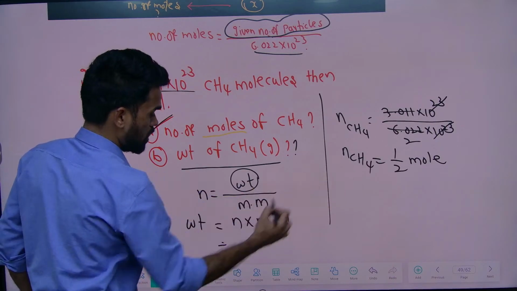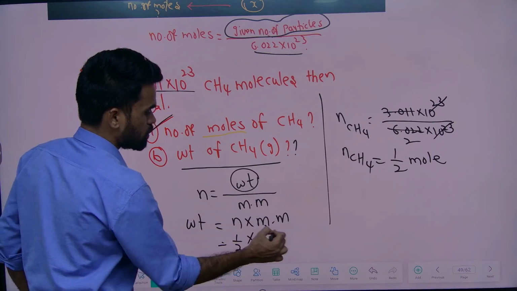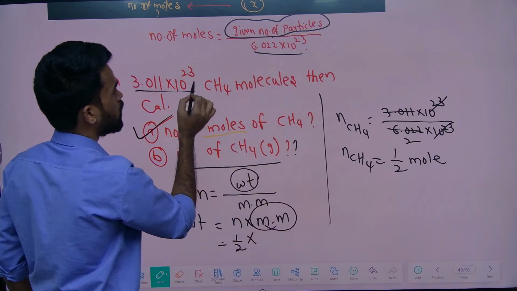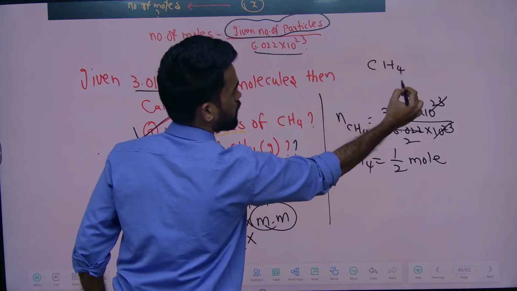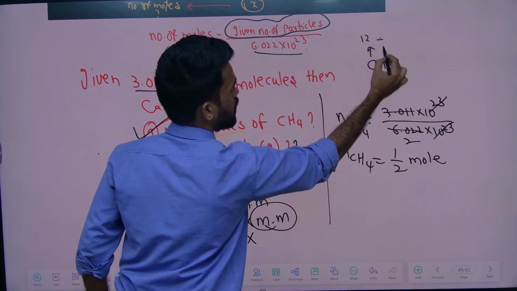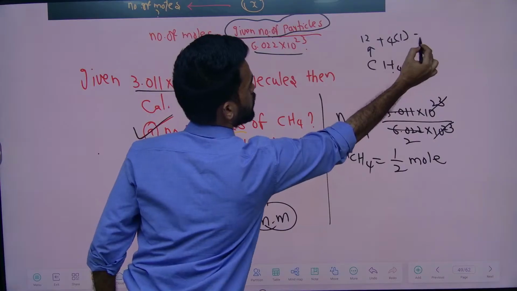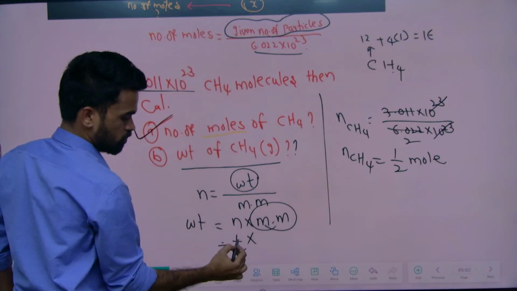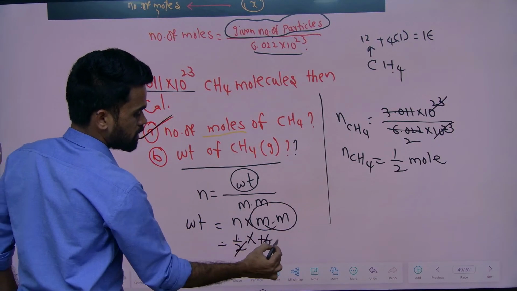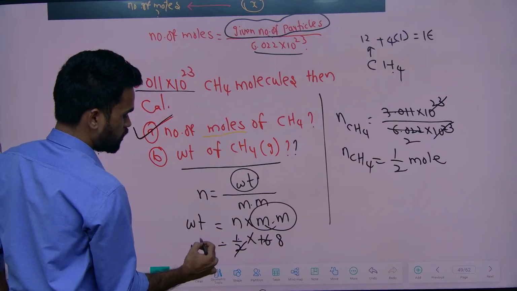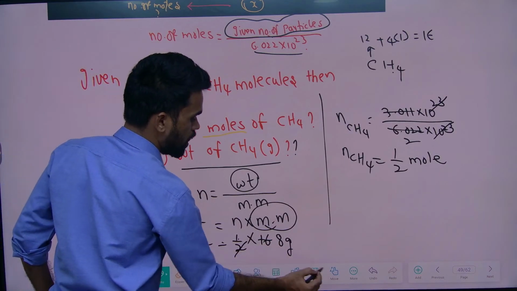How many moles did we get? Half mole of methane. What is the molar mass of methane? We know it: for carbon it is 12, hydrogens are 4 into 1, so this is 16. So half into 16 is 8. So what is the weight of methane we have here? 8 grams.